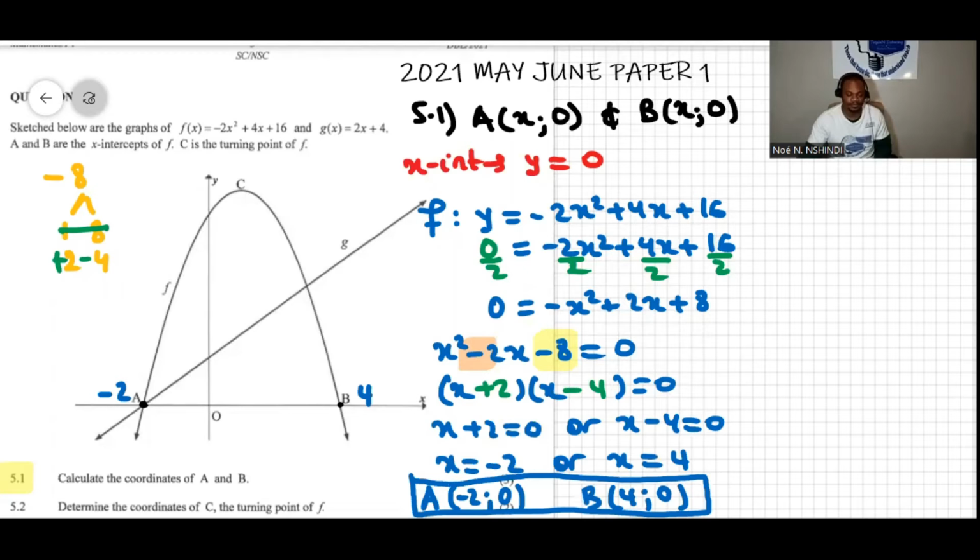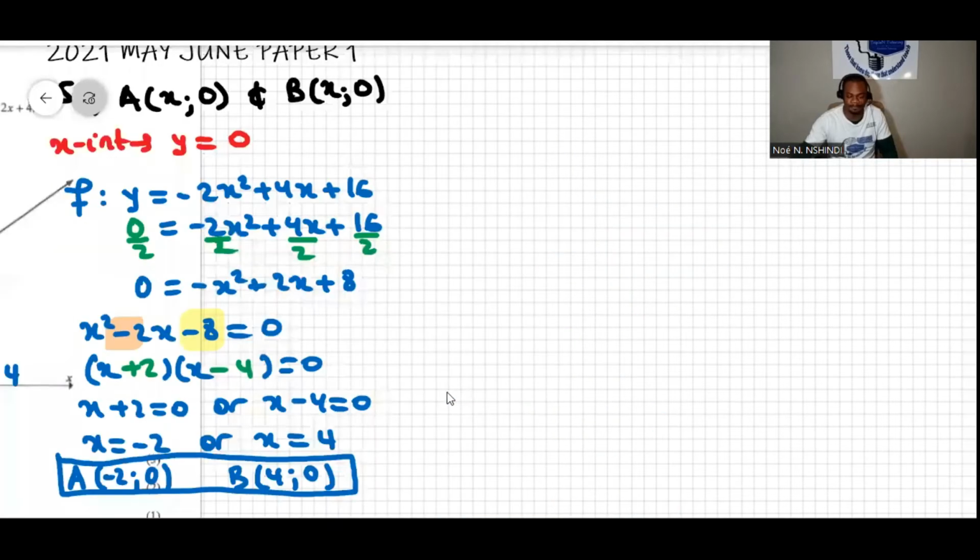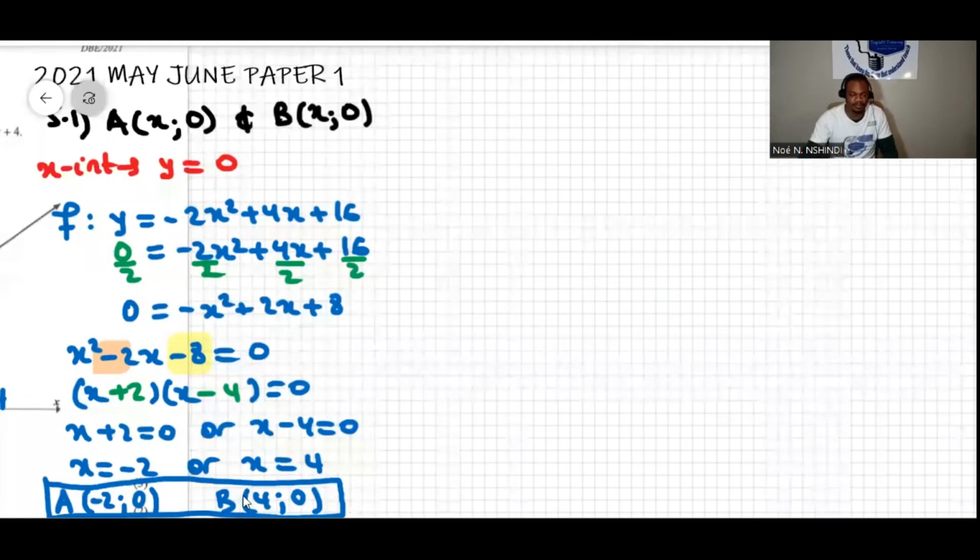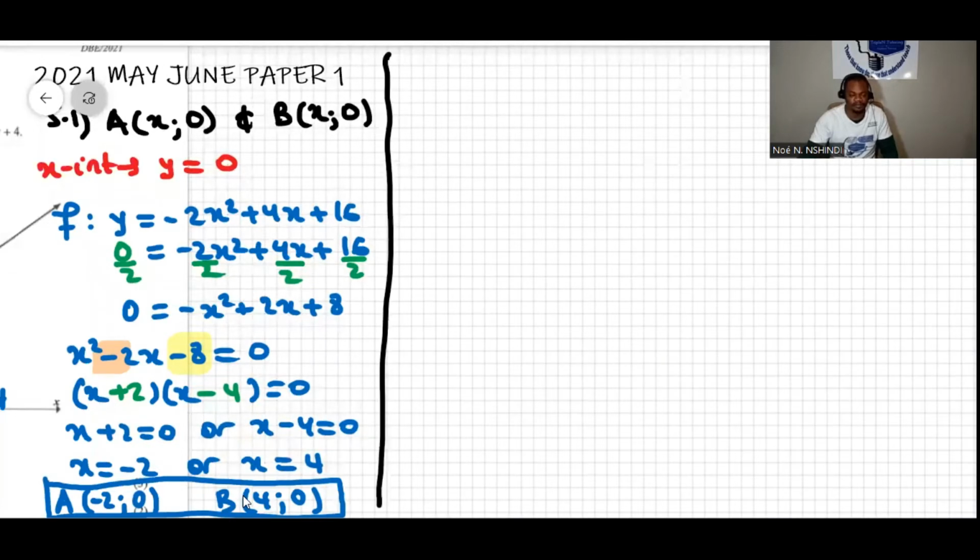Okay. The next question is question 5.2. The question says that determine the coordinates of C, the turning point of f. So C is this point here. The turning point. So we can find the turning point in different ways. Okay, let me just move my board over here. We have 5.2. So we're looking for the coordinate of C.